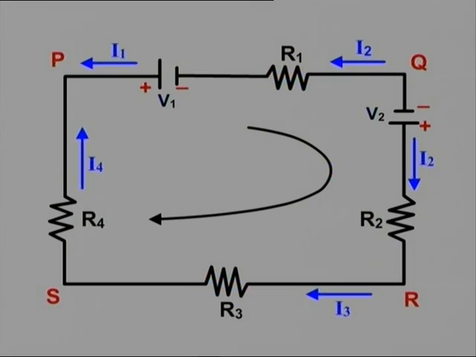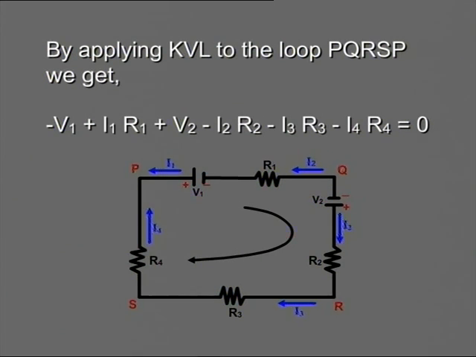To understand the sign convention, consider the closed loop shown in the following figure. Assume that the loop PQRSP is traversed in the clockwise sense. By applying Kirchhoff's voltage law to the loop PQRSP, we get minus V1 plus I1 R1 plus V2 minus I2 R2 minus I3 R3 minus I4 R4 is equal to 0.